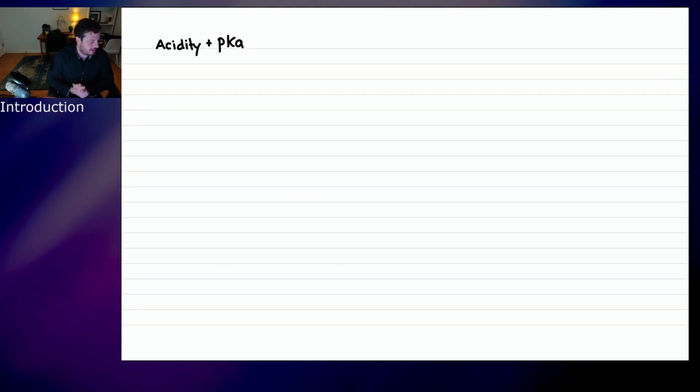Now, acidity and pKa is a very important topic in chemistry, and it continues to be an important topic in organic chemistry. So before we go into what all this is about, I want to refresh your memory in the definition of acid and base. There's many actual definitions of acids and bases depending on who you ask, but the most helpful definition, I think, is the Bronsted-Lowry definition.